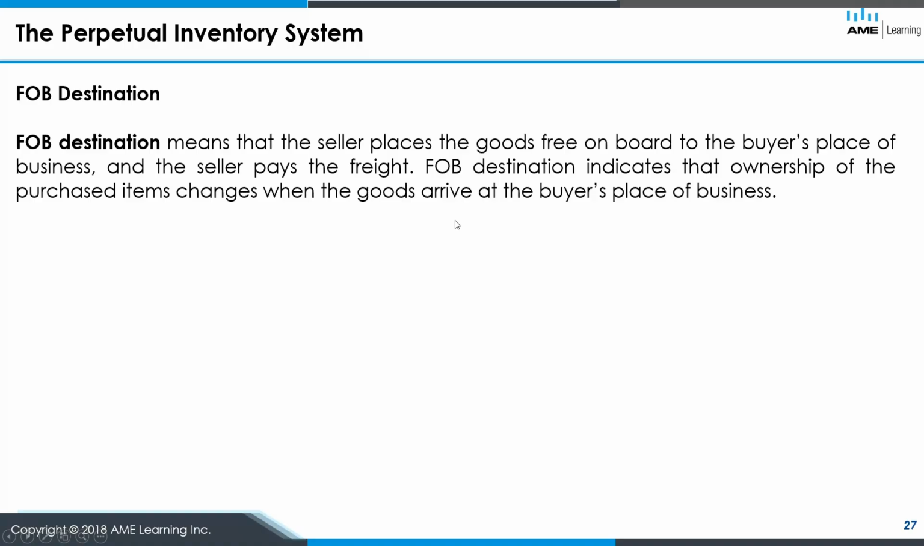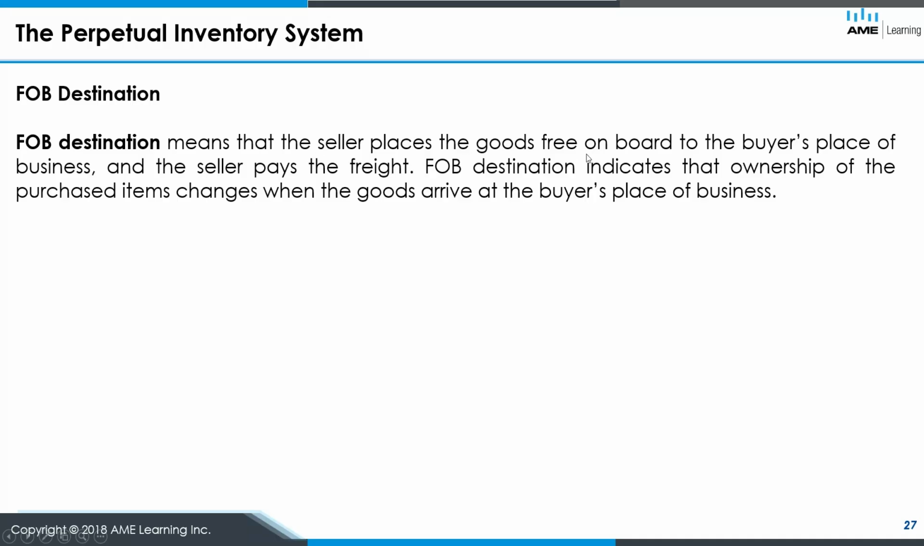Okay, now we're going to contrast FOB shipping point with the concept of FOB destination. This changes the structure of the contractual agreement, and it changes the ownership timing. When we say destination, that means that the seller, the manufacturer in this instance, is going to own that inventory until it arrives at our location, until we receive the inventory at the shipping destination, basically.